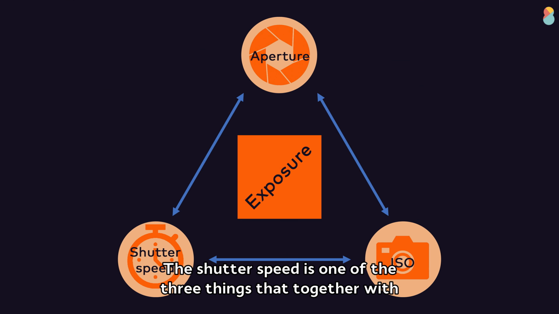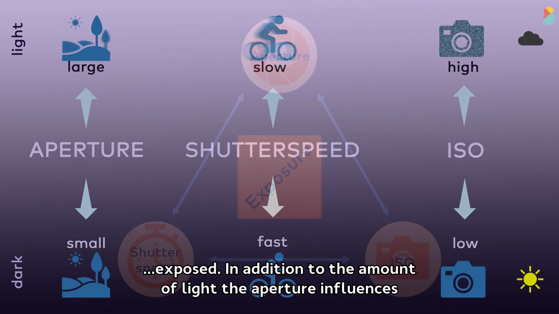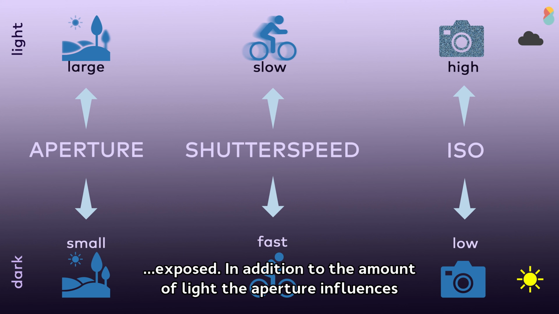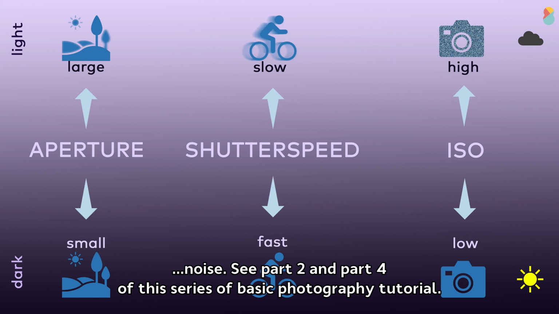The shutter speed is one of the three things that, together with the aperture and the ISO value, determine whether a photo is properly exposed. In addition to the amount of light, the aperture influences the depth of field. The ISO value determines the amount of digital noise. See part 2 and part 4 of this series of basic photography tutorials.